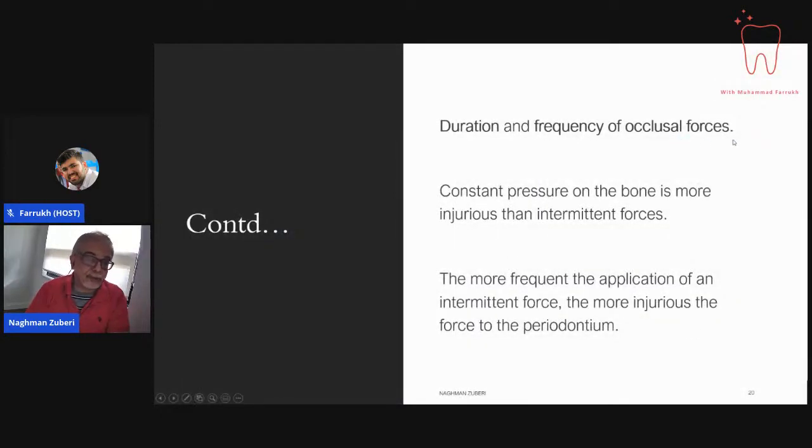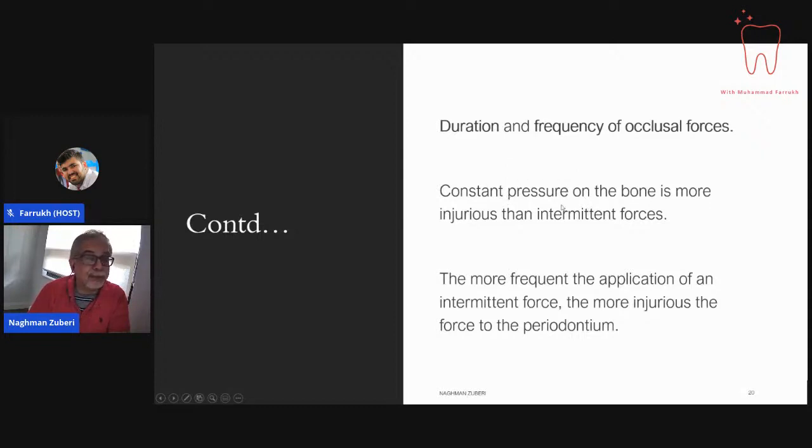Duration and frequency of occlusal forces. Constant pressure on the bone is more injurious than intermittent forces. People who are clenchers are continuously clenching their teeth. If you look at their periapical x-rays or even bitewing x-rays, you will see that in clenchers, generally, the teeth have a widened periodontal ligament because a constant pressure is being applied on the teeth. Your teeth are not designed for that.